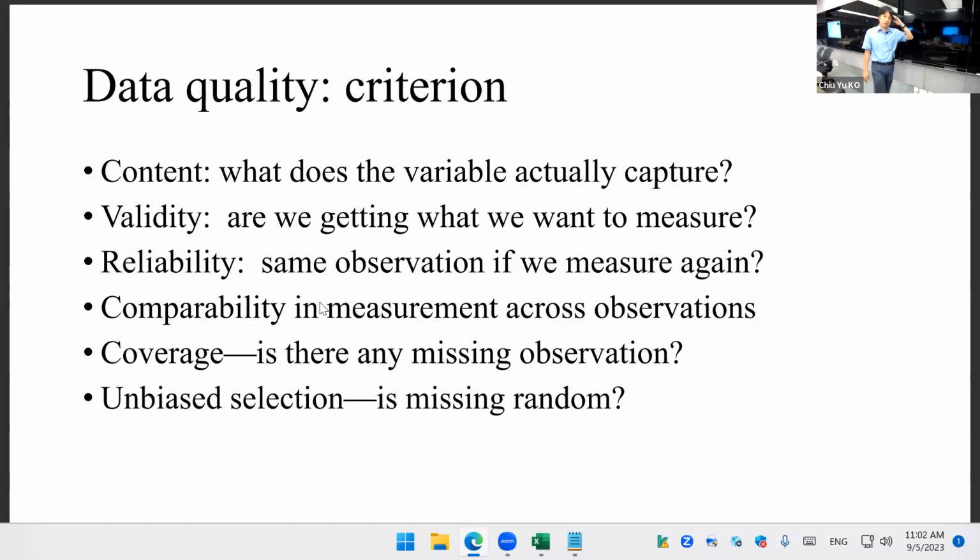Okay. And missing is fine, right? Is it unbiased missing? Is it random missing or not random? That's important. Okay. So you have to judge whether the data you get is a good one or not. Okay.